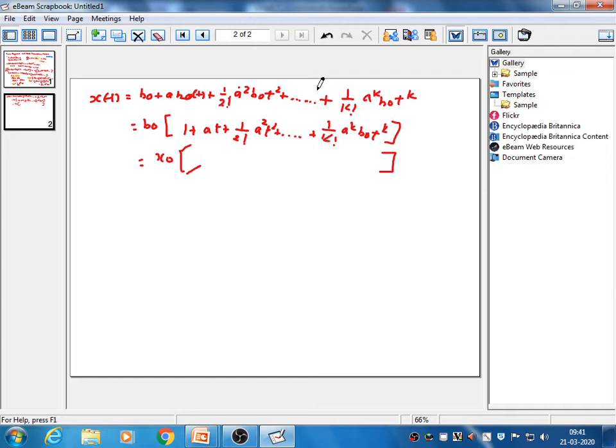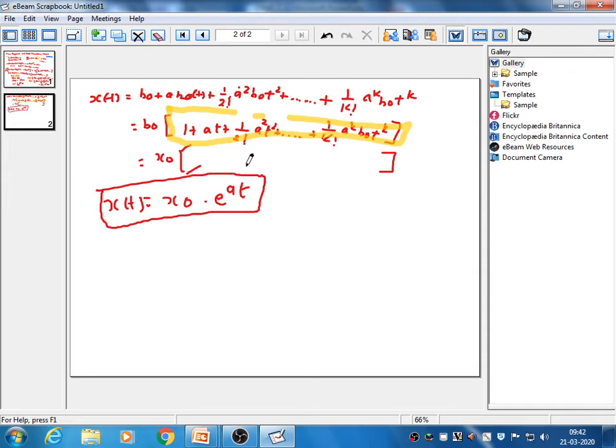Okay, now what is this particular whole bracket part? It is actually e raised to at. If you know the formula of e raised to at, it is nothing but e raised to at. So I can write it like this: x of t is equal to x of 0 into e raised to a into t. This is the final equation we are getting, as equation number 4.